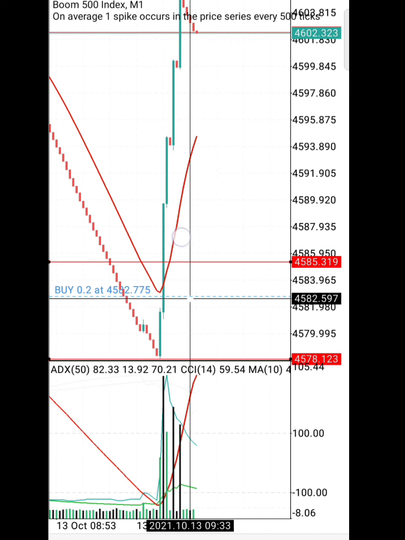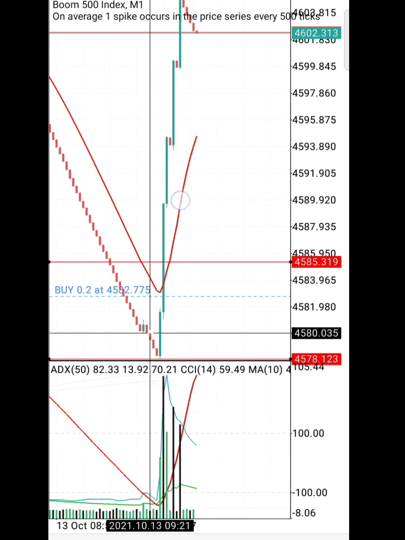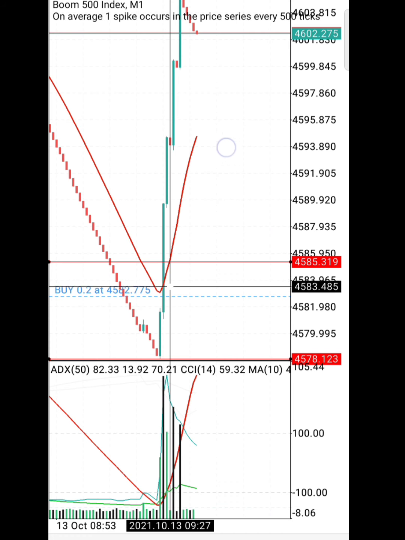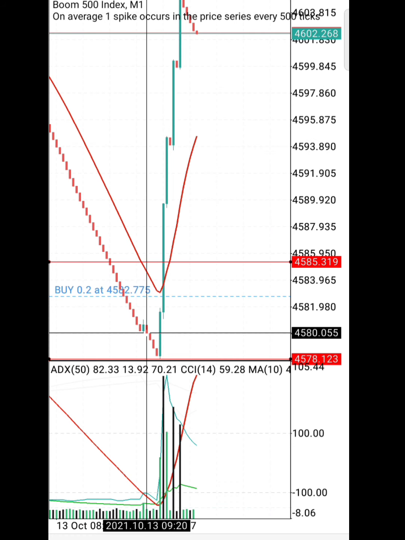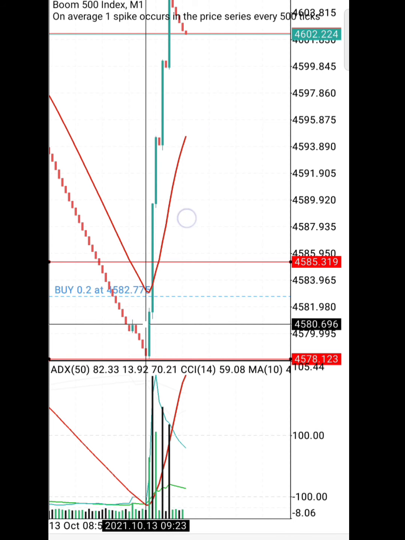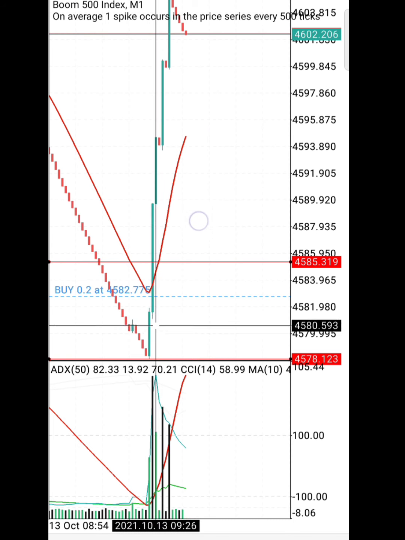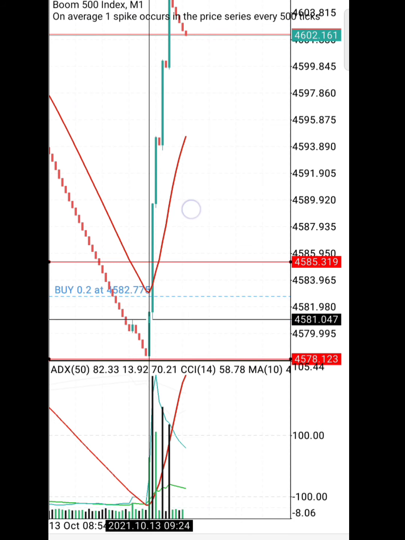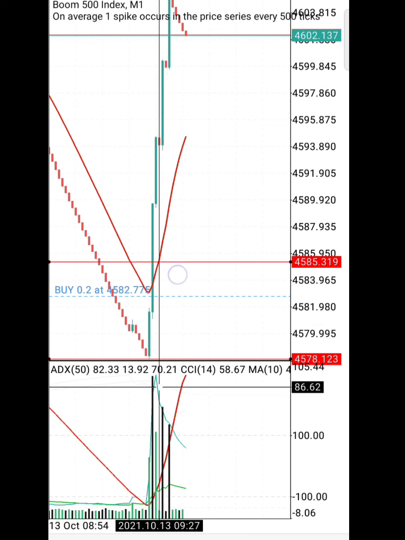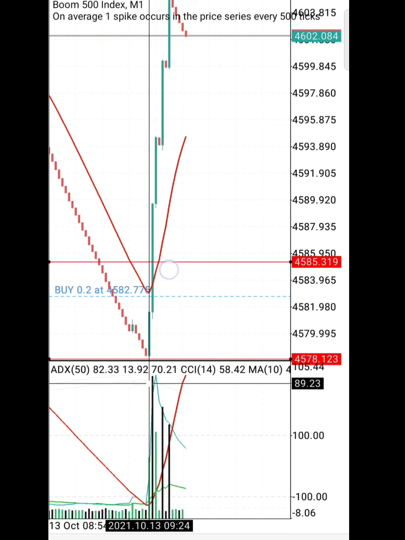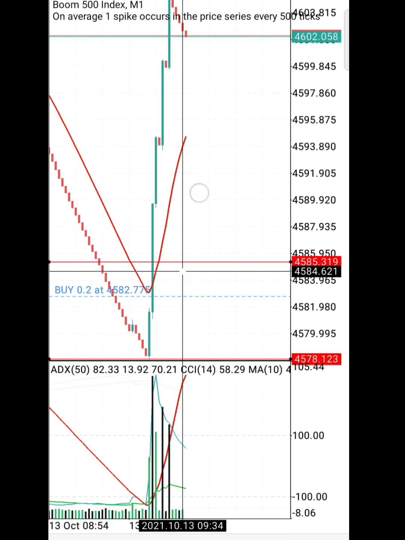Look at my entry. It went down, it made a baby spike and then continued its downtrend. Then boom, it's a spike, another spike. So guys, I'm showing you this stuff. As soon as I got this first spike, I waited because it wasn't even up to my entry. I waited, and again another spike, giving me a black bar which indicates another spike. So I waited, I got another spike.